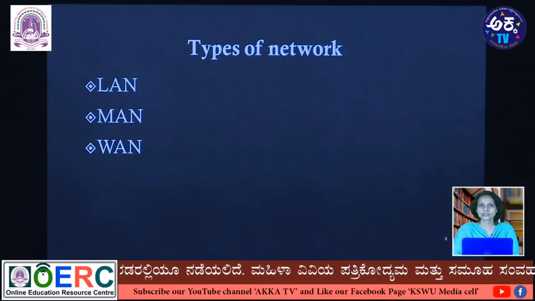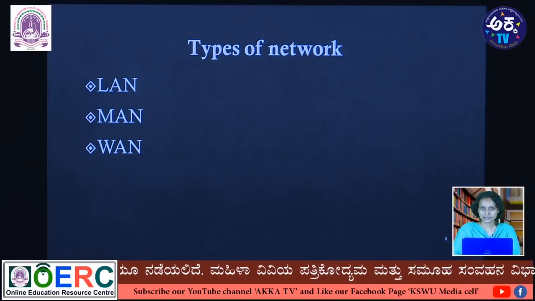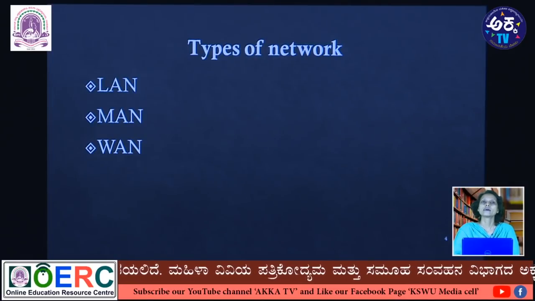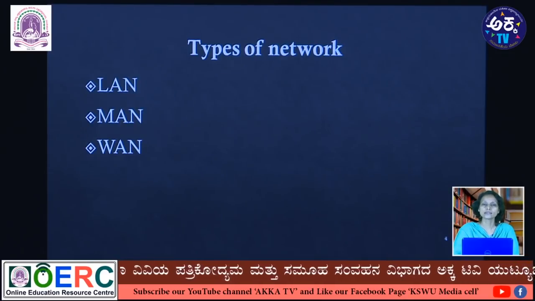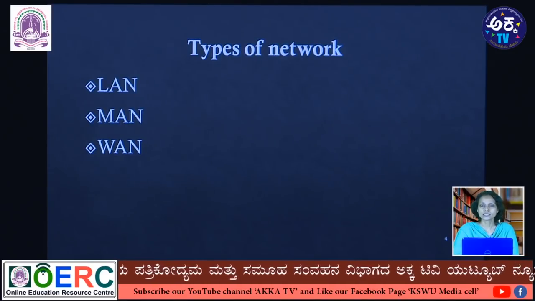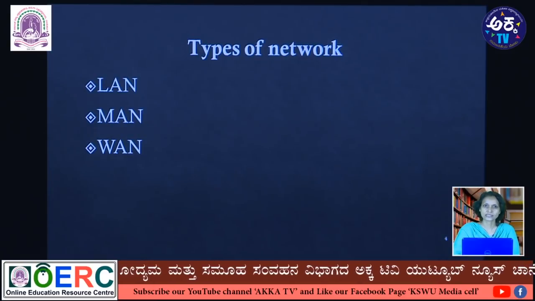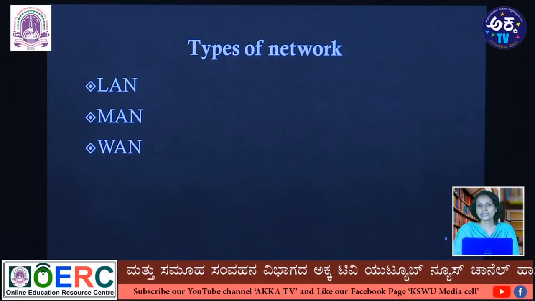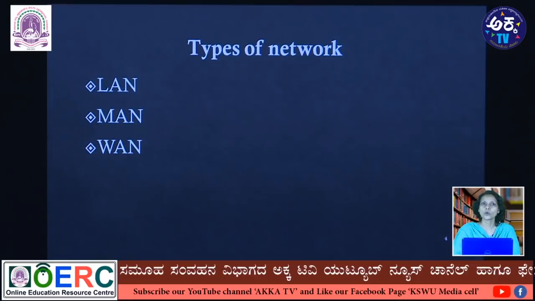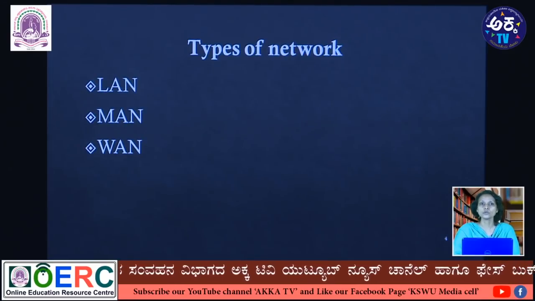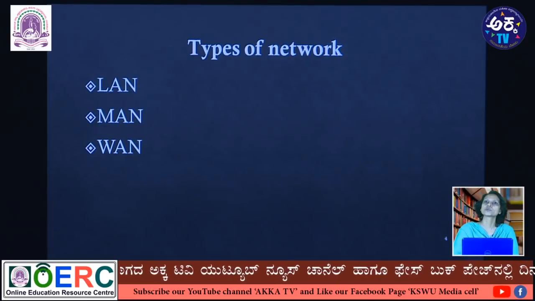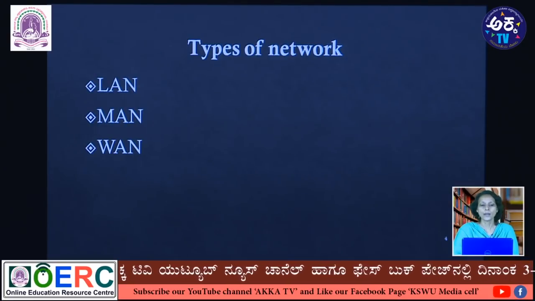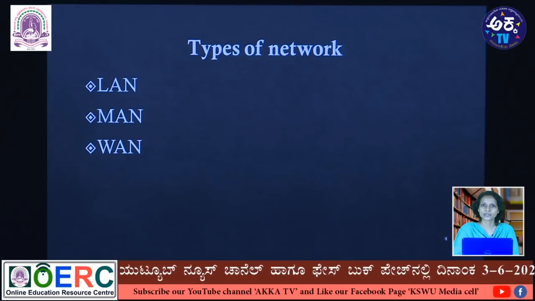The name itself tells us that it is the network of the computers in metro cities, beyond 10 kilometers. For example, the geographical area covered under the metropolitan area network is say up to 100 kilometers. When computers within a city are connected to each other, it is called a metropolitan area network.